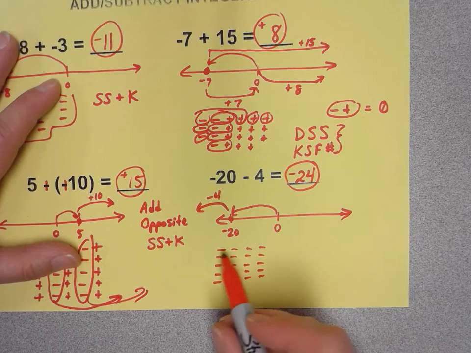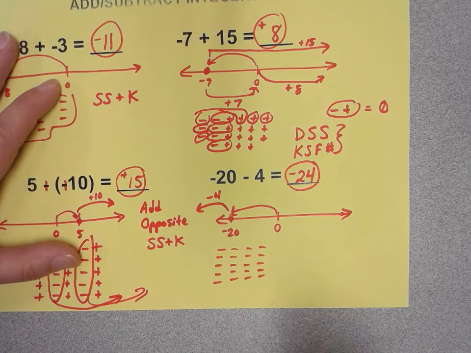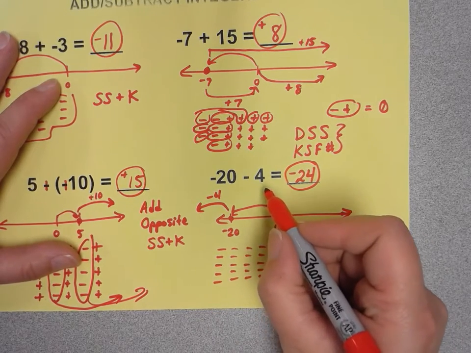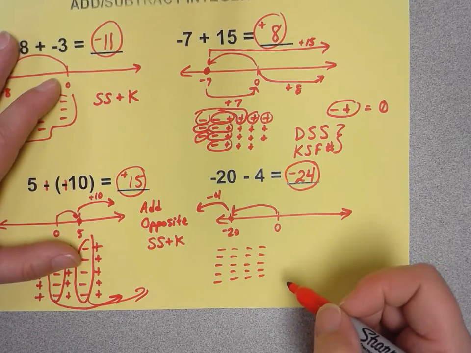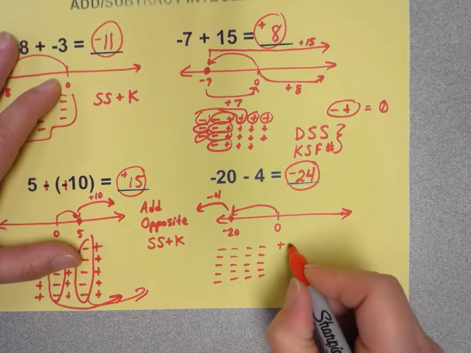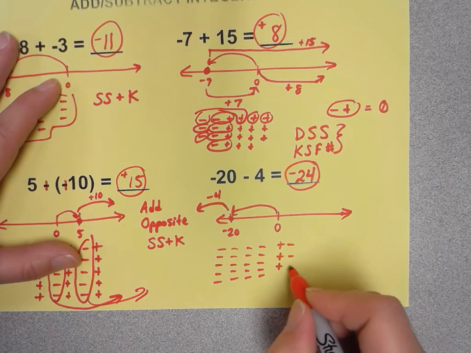Great, here's my negative 20. 5, 10, 15, 20 negatives. I want to take away 4 from you, but that 4 is positive, isn't it? I don't have any positives to take away. The only way to model this would be with some neutral pairs or 0 pairs.